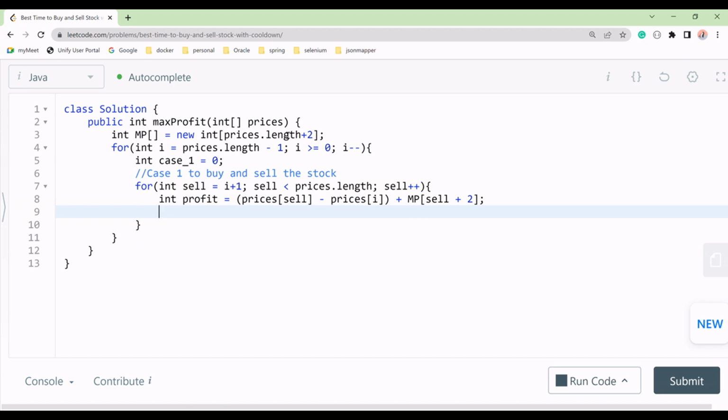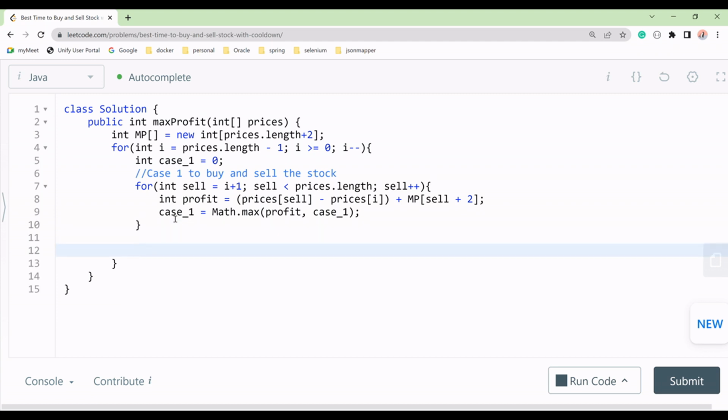Now finally we have to update the case that we have already created. Case 1 is nothing but Math dot max of the profit we have, that will come into profit, and case 1, right? We have to update it each time. So now case 1 is ready.